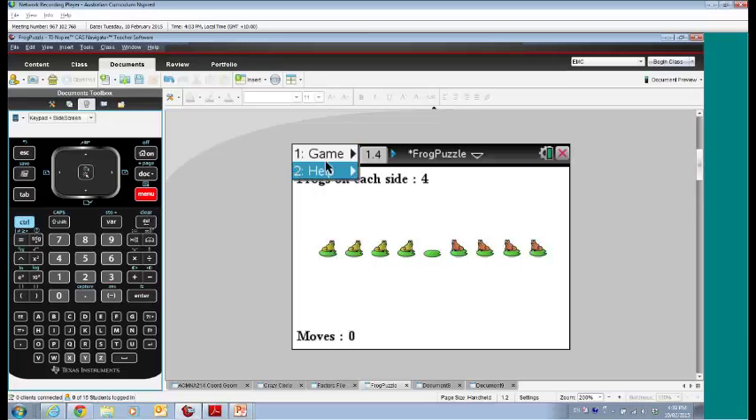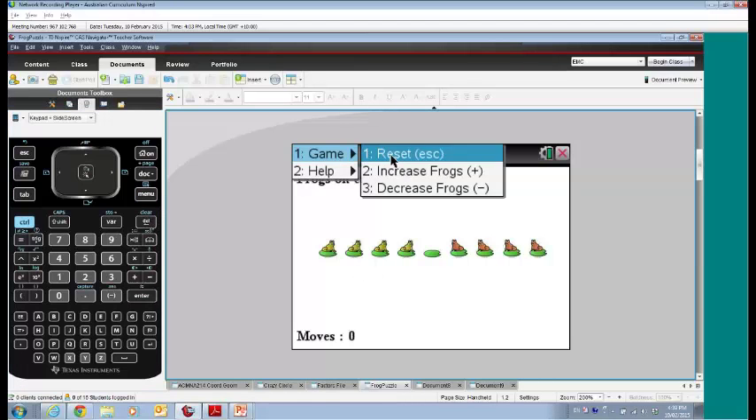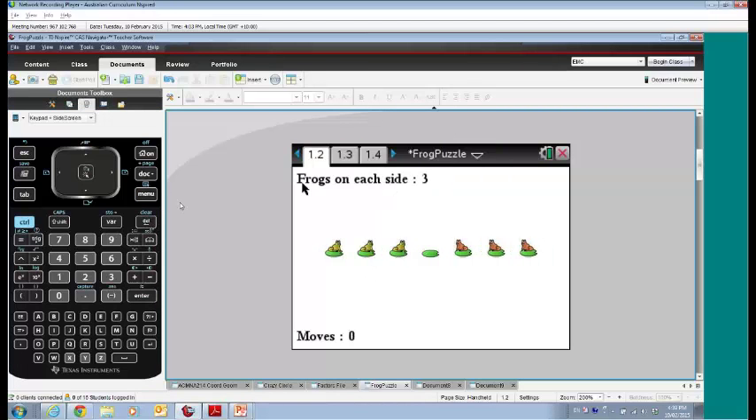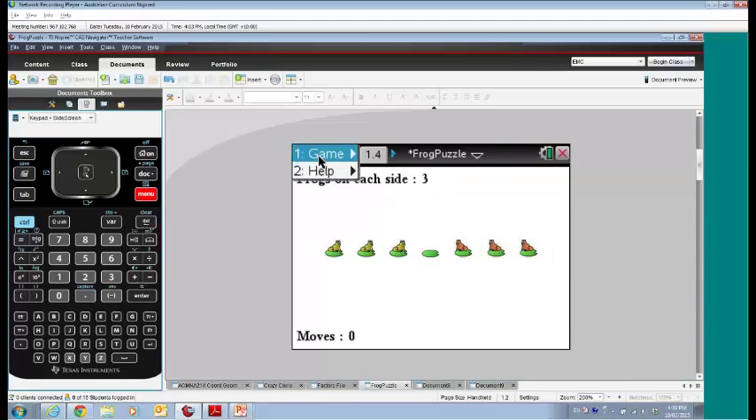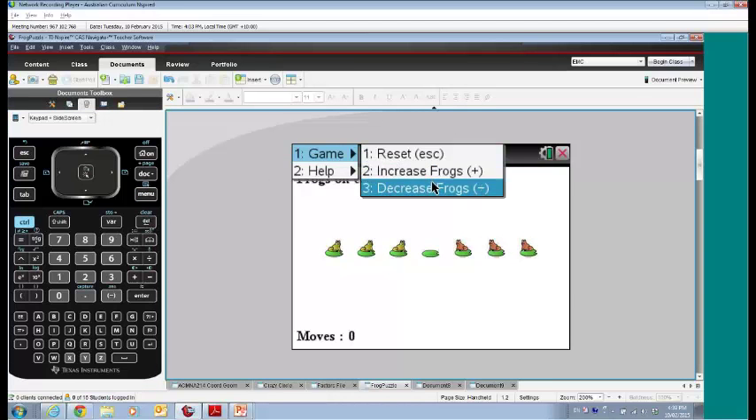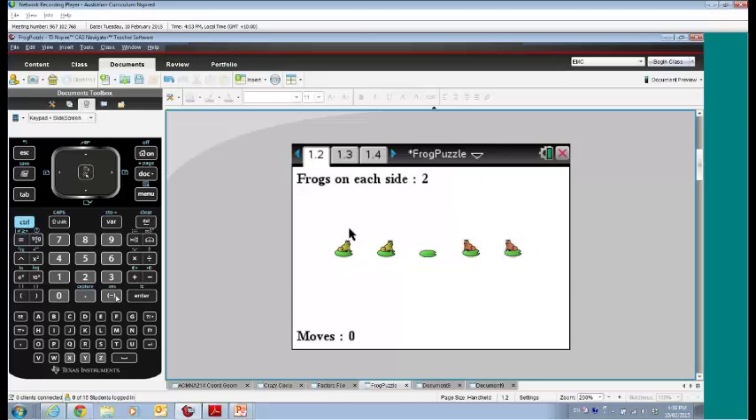So let me jump back to the original one. We'll decrease, and then we'll decrease again. And you'll see there is actually a shortcut. You can just hit the negative sign, and that will decrease. If you think about this little character here, he ends up on the other side of the pond, all the way over here.